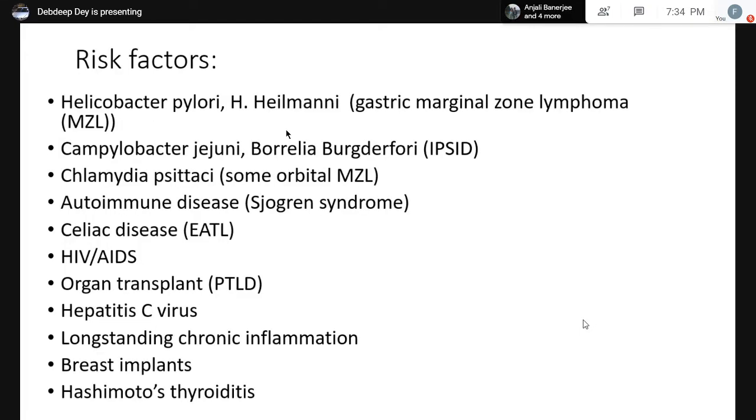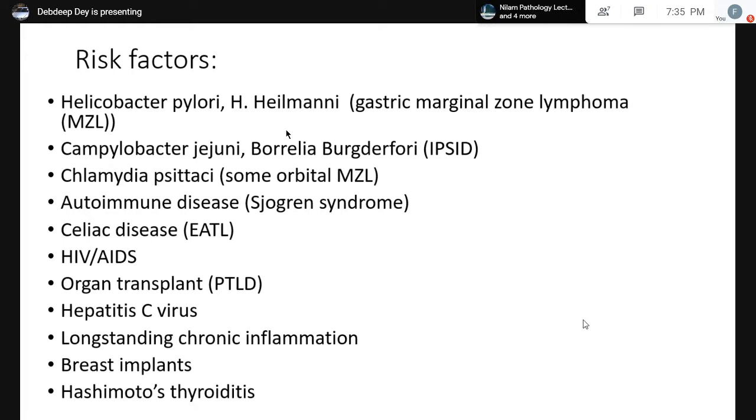So what are the risk factors of lymphoma? One of them is pretty common. Almost all of us have seen something like this as the gastric marginal zone lymphoma, which is due to Helicobacter pylori or Helicobacter heilmannii infection. And from there we go to the weird and the wonderful, which is the Campylobacter jejuni or Borrelia burgdorferi. This is responsible for immunoproliferative small intestinal disease, which is a disease not found in our part of the world, mainly in the Middle East, Asia. Chlamydia psittaci can cause orbital or ocular adnexal marginal zone lymphoma.